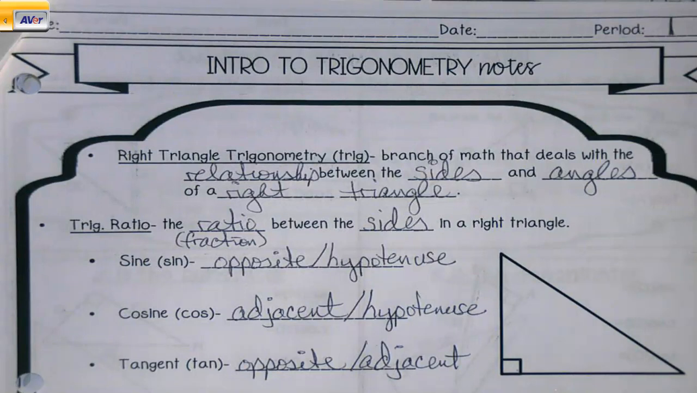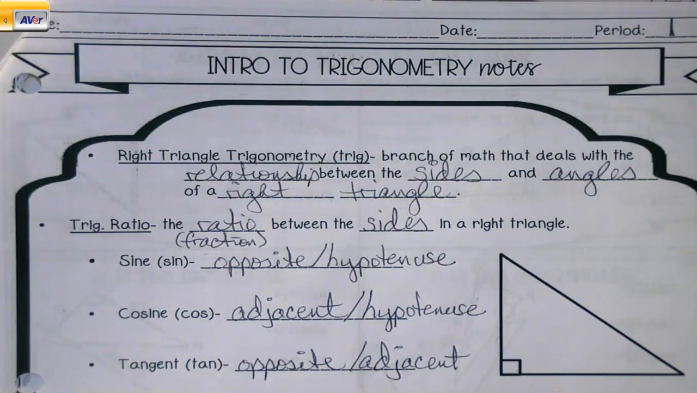But here's the deal. Opposite and adjacent depend on the angle. Depending on which angle I'm looking at it from, those change. So those are going to be a little inconsistent. The one consistency we're going to have throughout this, though, is the hypotenuse, because it's always across from the right angle, and it's always the biggest side.